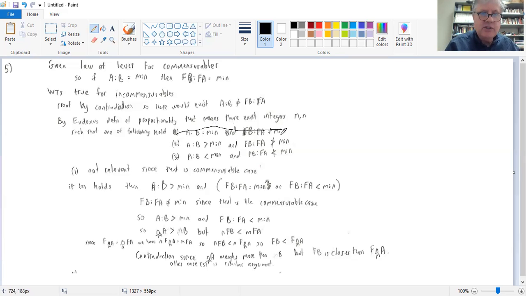So let's say we've got 2 holding, such that A is to B is greater than M is to N. And well, if FB to FA is not greater than M is to N, then either it's equal to M is to N or it's less than M is to N. But again, it can't be the first case because that's the commensurable case. So we must have that A is to B is greater than M is to N, and FB to FA is less than M is to N.